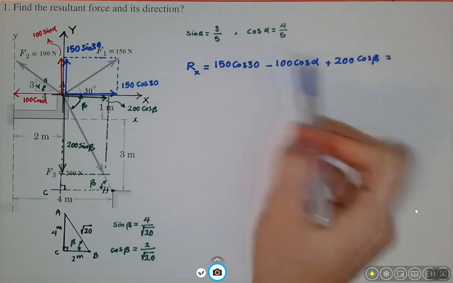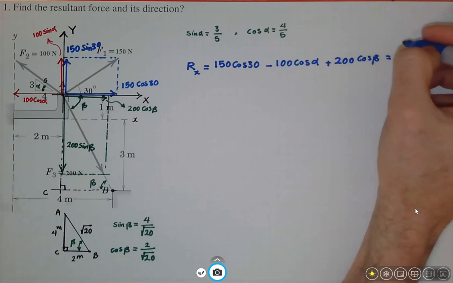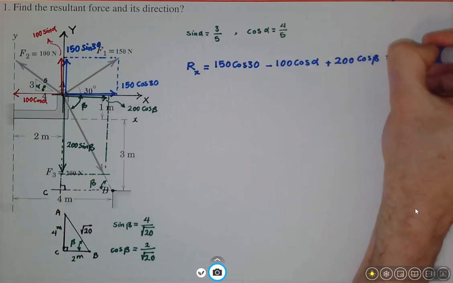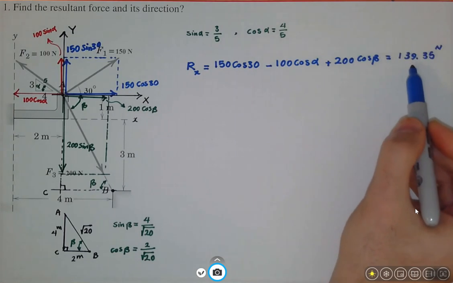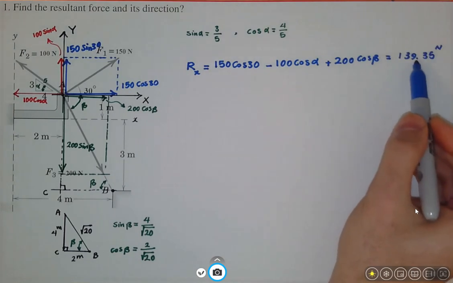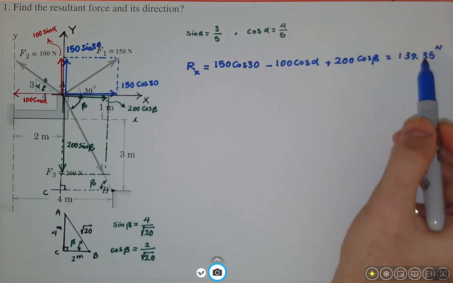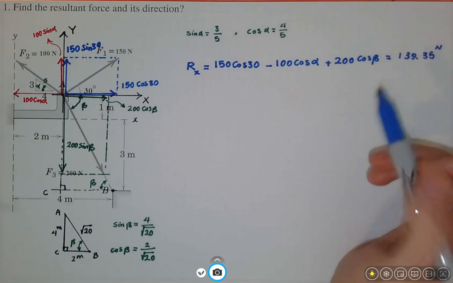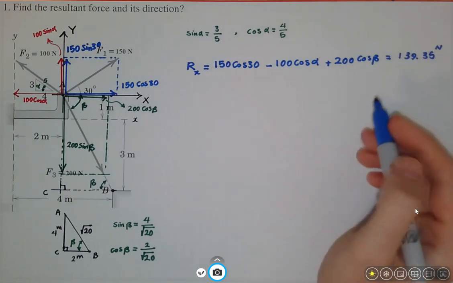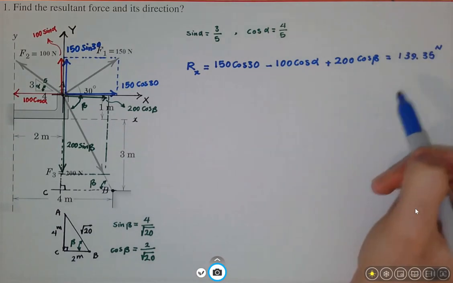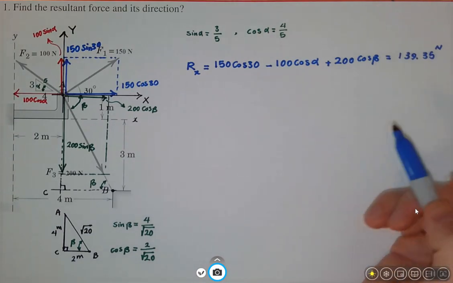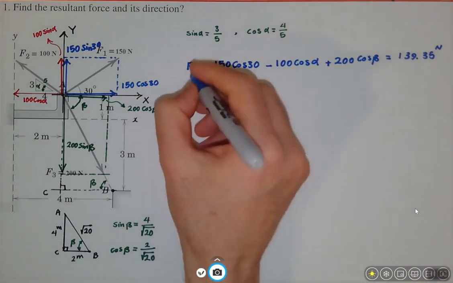I have cosine alpha, I have cosine beta. If I substitute them, I will get 139.35 Newton. So as you can see, I kept 2 figures after the decimal point. As a rule of thumb, as I explained in the lecture, we try to keep at least 2 figures after the decimal point. But in most of the problems, they ask in your exam how accurate we want the result: 2 figures after the decimal point or more, or it explains.